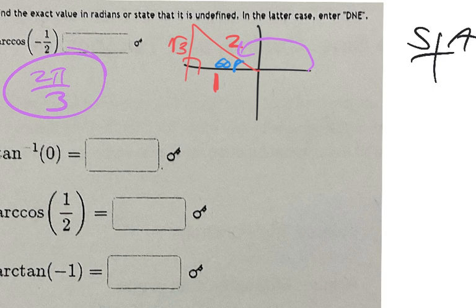Wait, how do you know you rotated? Because I need 60 degrees in the second quadrant. Oh, okay.